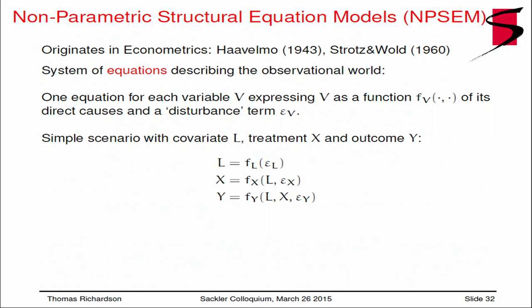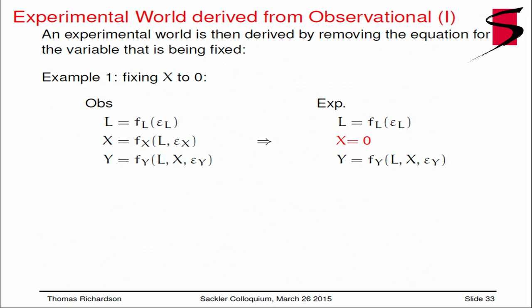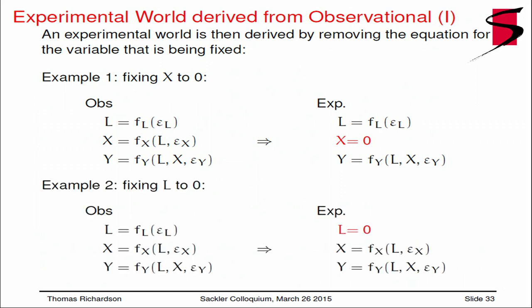And I should add, often the people using these models assume that we have independent errors. So here, I'll use the acronym NPSEM-IE to indicate that we're adding this assumption of the errors being independent. Okay. So this describes the observational world. We then derive experimental worlds from it by crossing out the equation for the variable that's being intervened on. Okay. So again, this was described in Judea's talk. Here, X is being crossed out, and we replace it with X equals 0. We could also fix L to 0. Here's the setup for fixing L to 0.